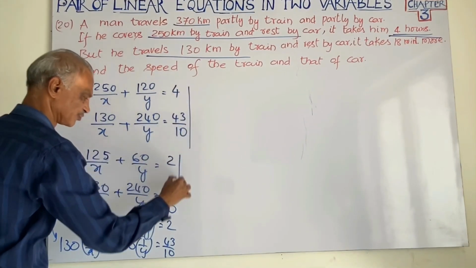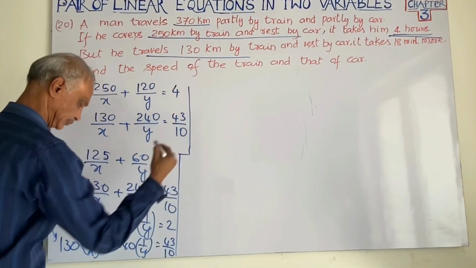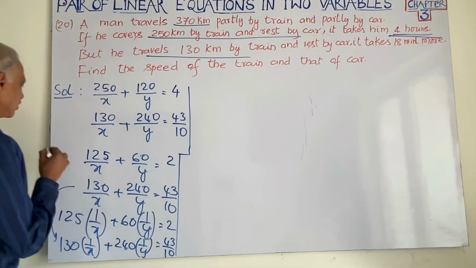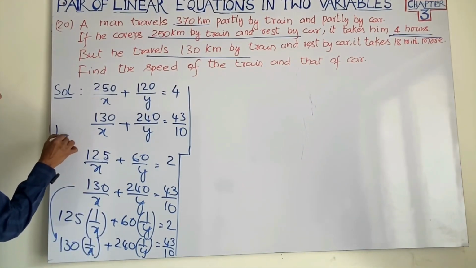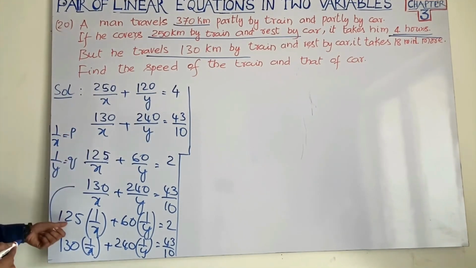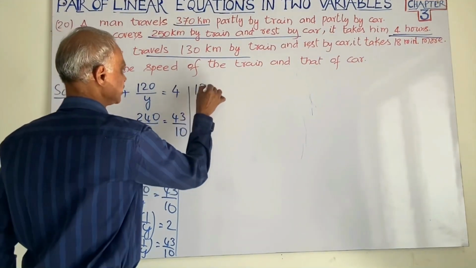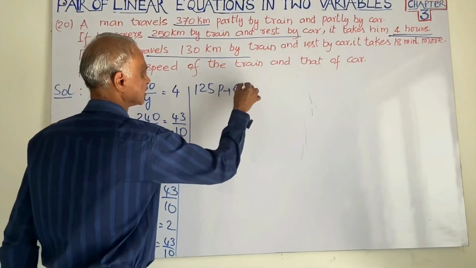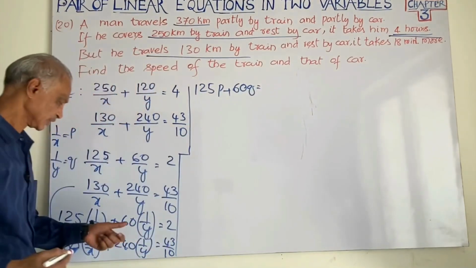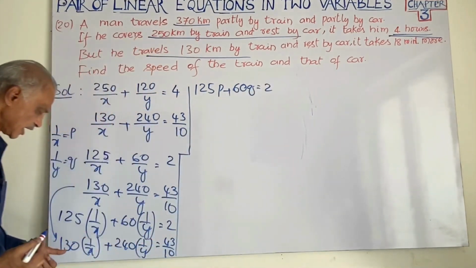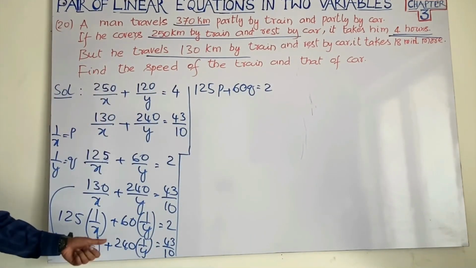Now, see, 1 by x is equal to p. You take 1 by x equal to p, or a, anything you can take, and 1 by y is equal to q. This can be written as 125p plus 60q is equal to 2. This is equation 1. And 130p plus 240q.